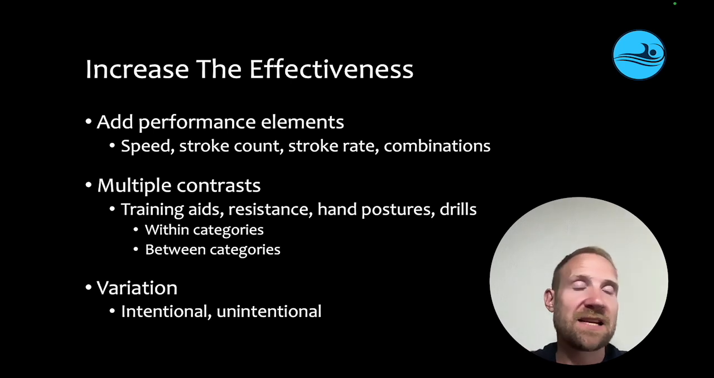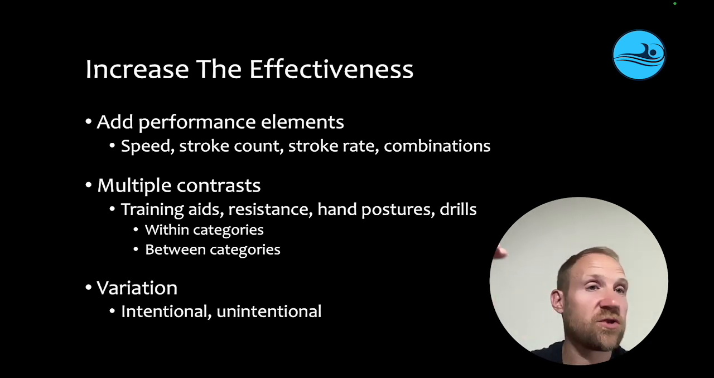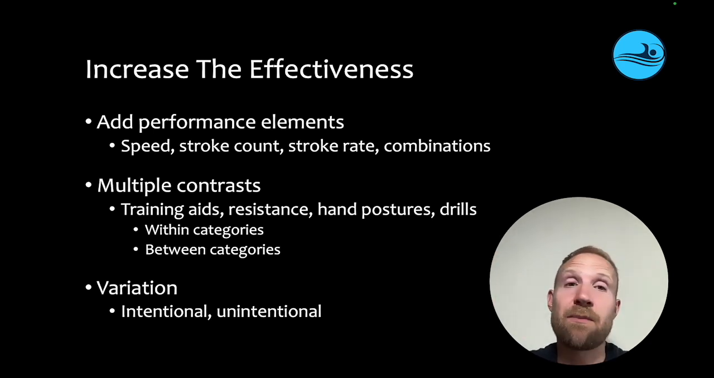So how do you make this even more effective? Well, you can add performance elements. So whatever that contrast is, use speed, use stroke count, use stroke rate, use different combinations of the three, and challenge them to perform in different ways. That alone is going to create contrast, but when it's done on the back of the previous interventions that we discussed, it's going to be even more effective.